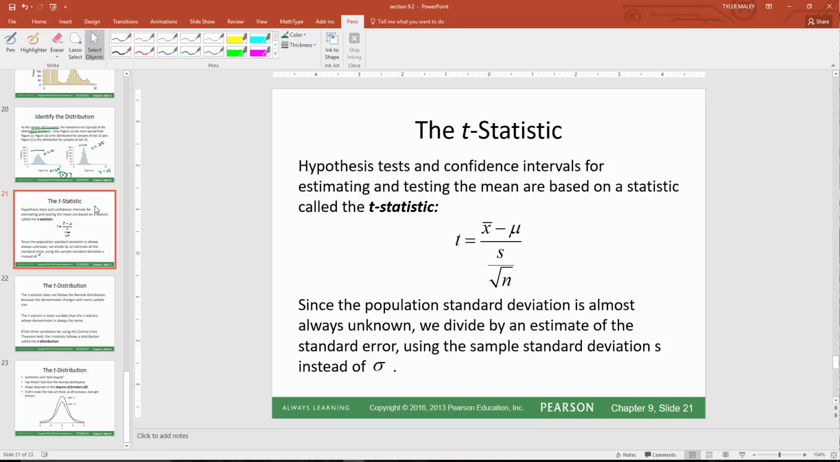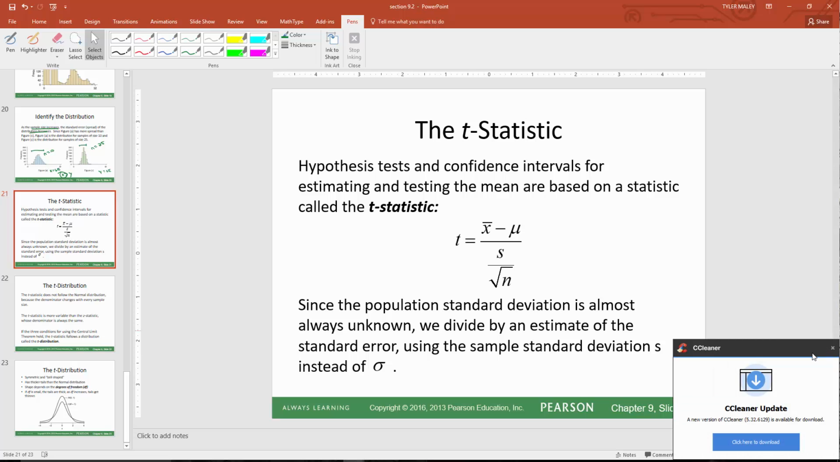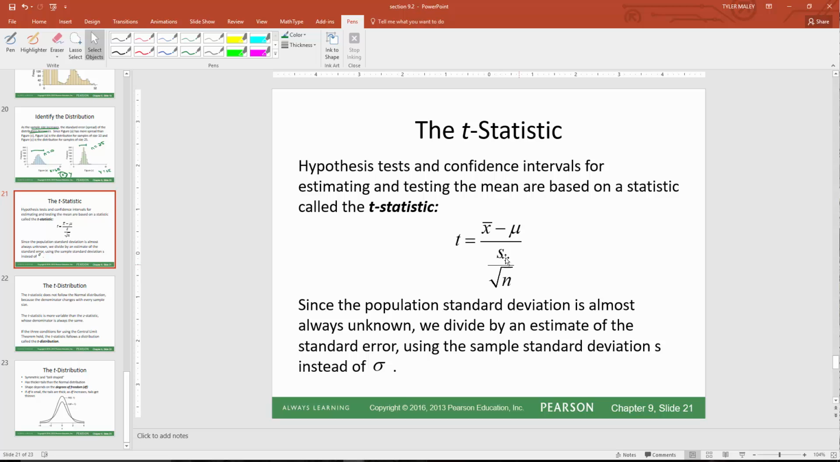And typically we don't know sigma, right? We don't know the population standard deviation. Then we estimate this by using s divided by square root of n, right? So this is our approximation for sigma, right? So we can use this as our calculation. So you definitely need to know this equation, right? T equals x bar minus mean divided by s divided by square root of n, right? So s divided by square root of n is going to be our standard error estimate, right?